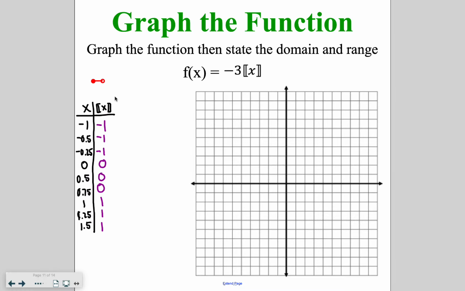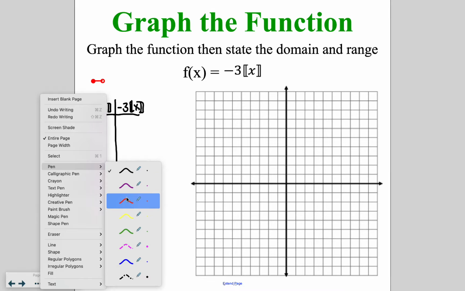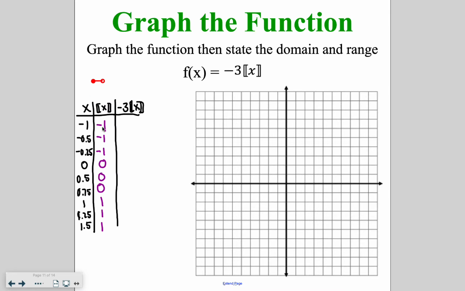So in this case, we did our rounding piece first, and then the last piece of this table would be the negative, and then multiplying by our rounded values. So when I do this one, I've got negative 3 times negative 1, which is positive 3. Negative 3 times negative 1, which is positive 3, and again positive 3. Negative 3 times 0 is 0, 0, and 0. And then negative 3 times 1 is negative 3, and negative 3.